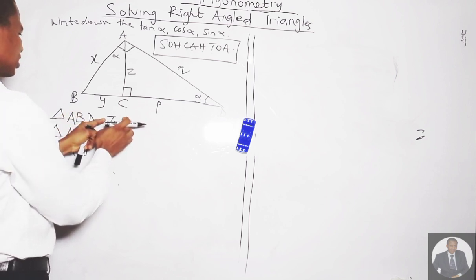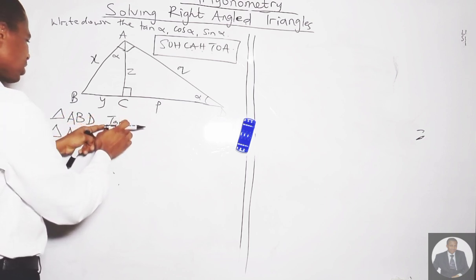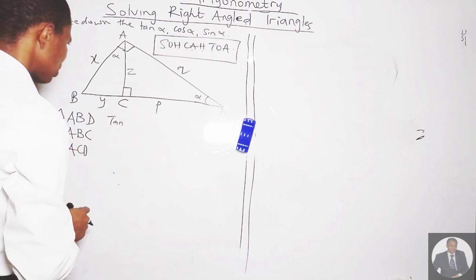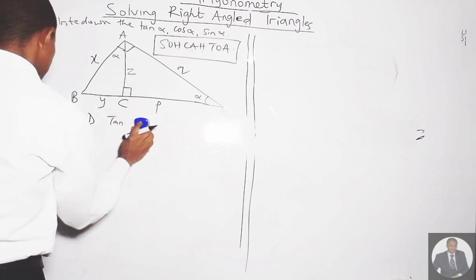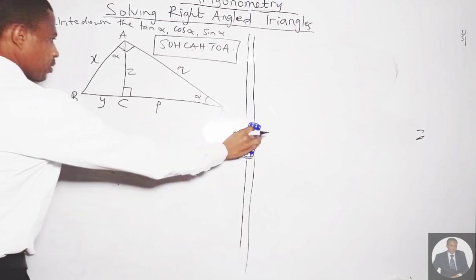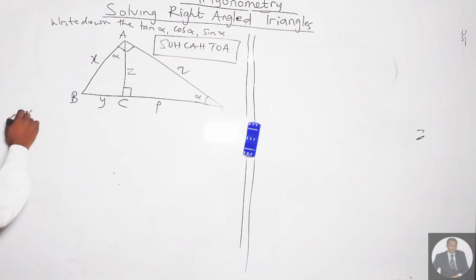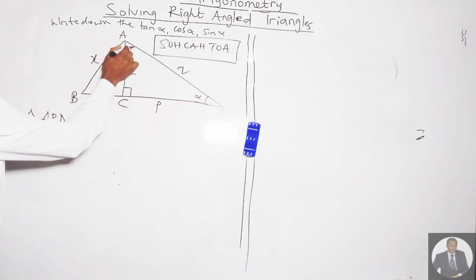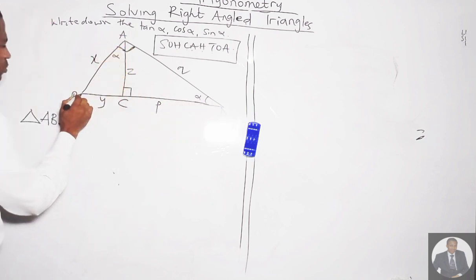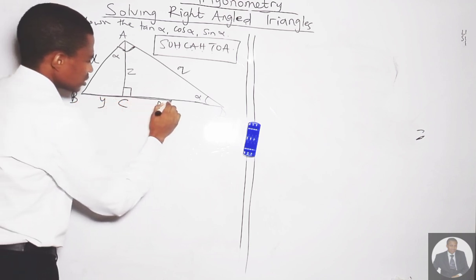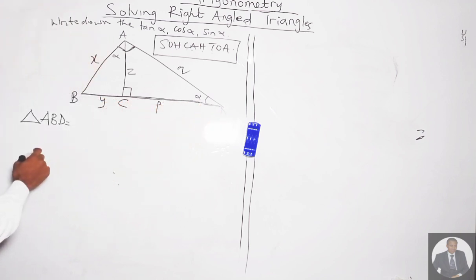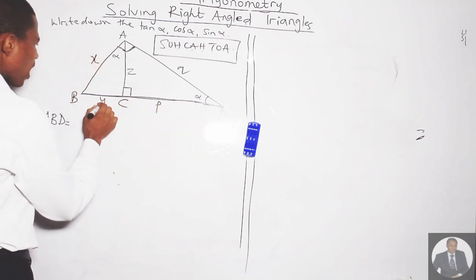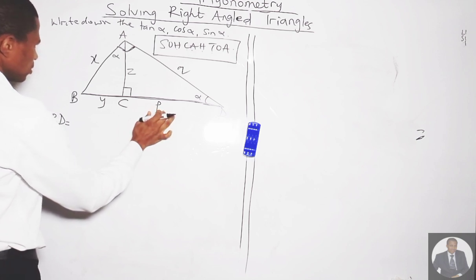Now, for these 3 triangles, we want to find the tan alpha and the cos alpha for each of them. For triangle ABD, this is the right-angled triangle, so this will be our hypotenuse. The hypotenuse here will be y plus p.